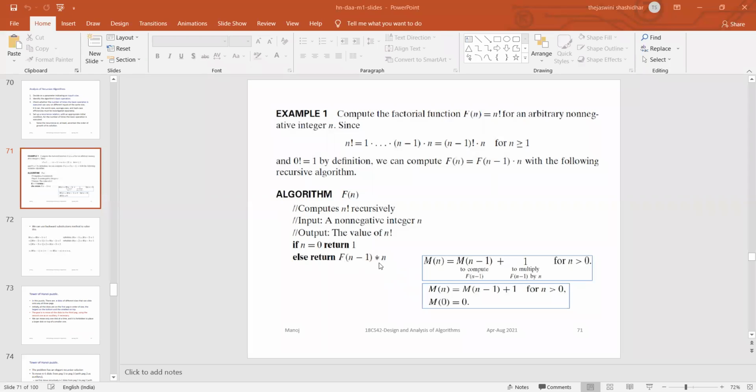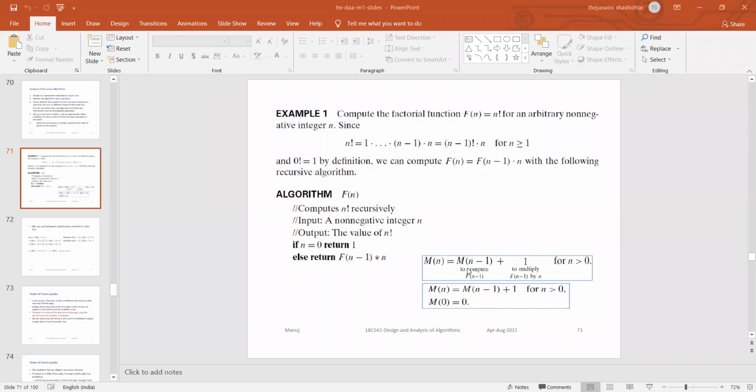Come to this one, f of n minus 1. This is the programming code. What is the recurrence relation? The recurrence relation will be taken in terms of this, that is m of n is equal to m of n minus 1 plus 1, or m of n minus 1 if the n value is 2, 3, 4, like that. If it is 1, 2, 3, 4, you take it in terms of m of n minus 1. If it is 0, you have to go with 1. What is that 1 for? To represent 0 factorial, we are taking this 1.